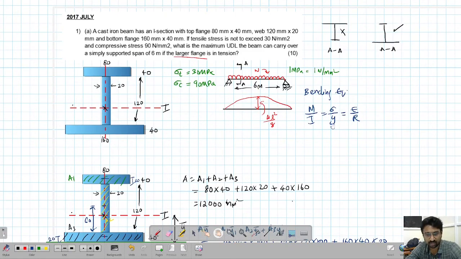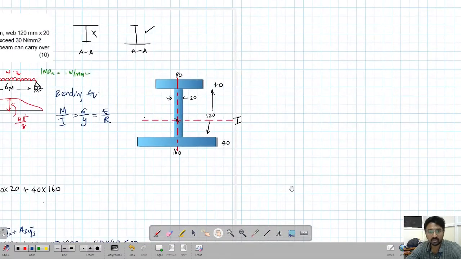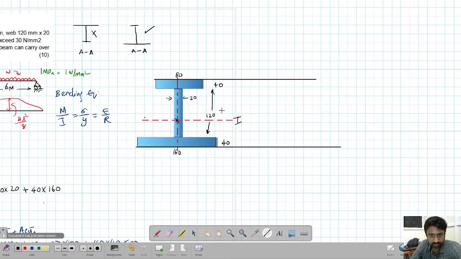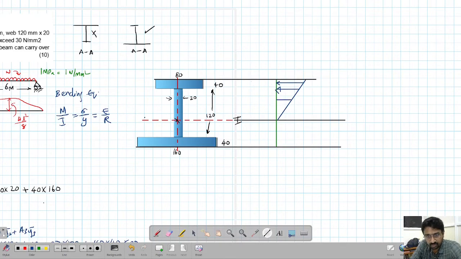You just have to use the bending equation. Now we know that the bending stress varies like this. So let's draw the variation of bending stress. Top will be compression, bottom will be tension. So top will be compression, so it's blue here. It will be varying like this. Bottom will be tension.